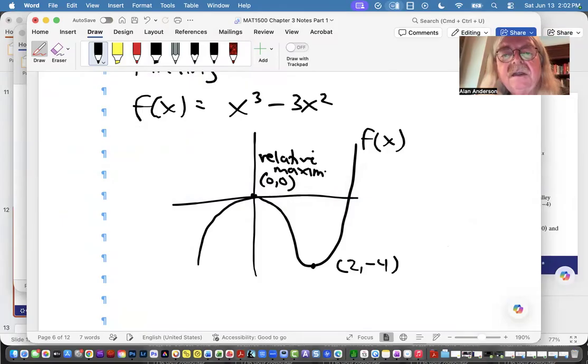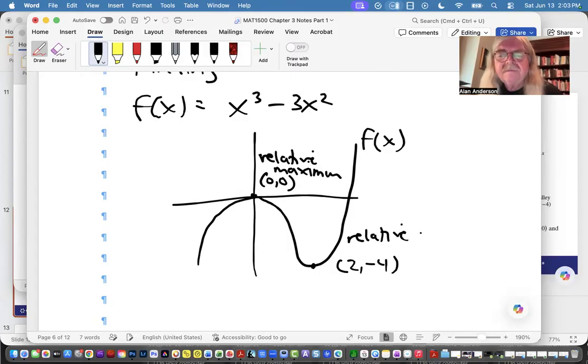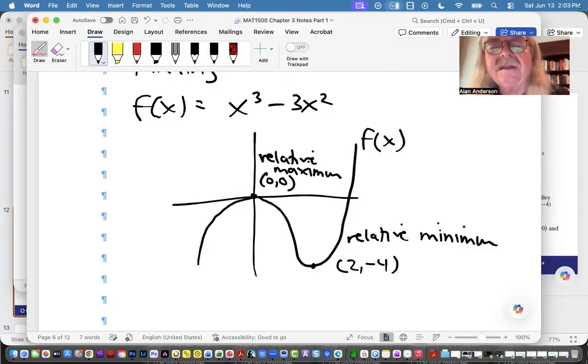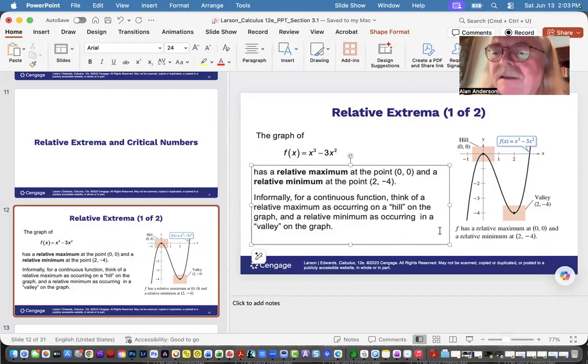Now, again, the idea is that this is the highest the function will reach within that immediate area or neighborhood. Having said that, you can see there are points up here that are higher. So the global maximum will be over here somewhere. But this one qualifies as a relative maximum. And then over here, we have a relative minimum. And again, the way to think about it is that they're describing it as the top of a hill and the bottom of a valley. Okay, this is how you can visually see where to find these.